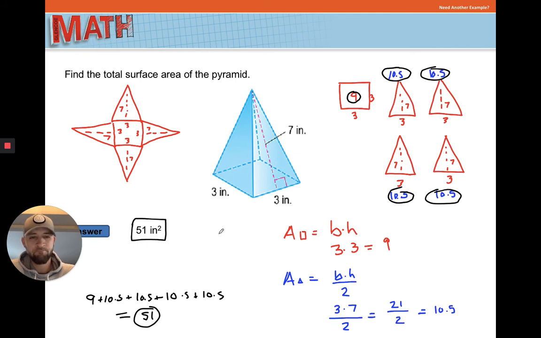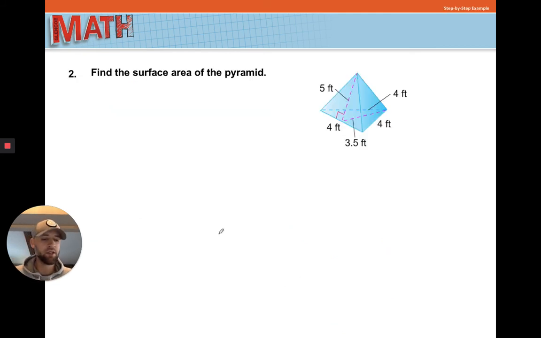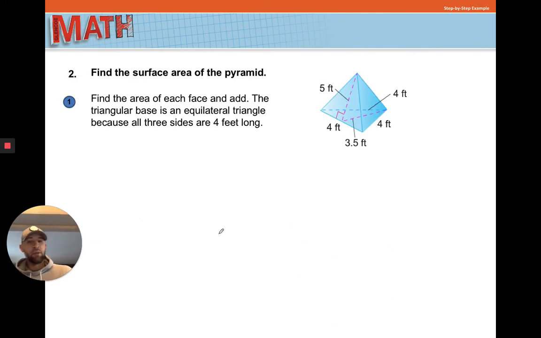All right, let's move to a triangular base here. Same idea. It really is the same idea. The only thing that's going to change is instead of finding the area of a rectangle on the bottom, I'm going to find the area of a triangle.